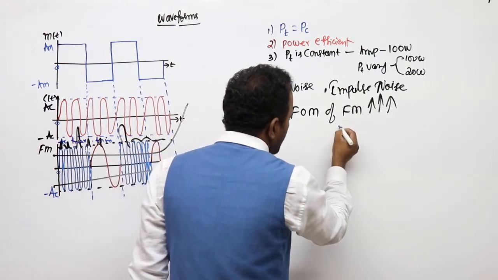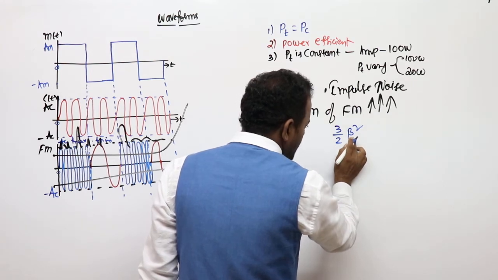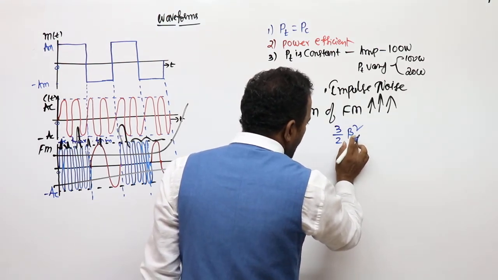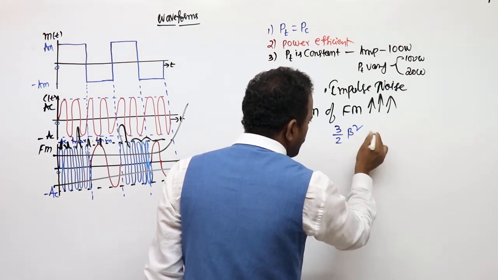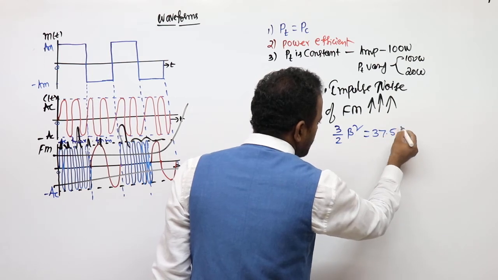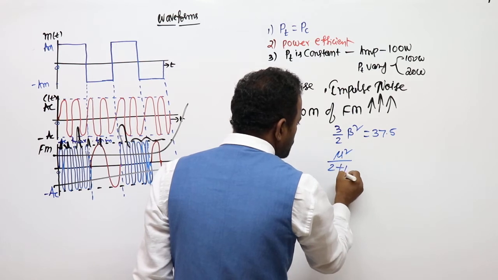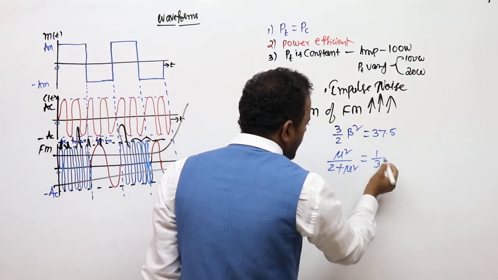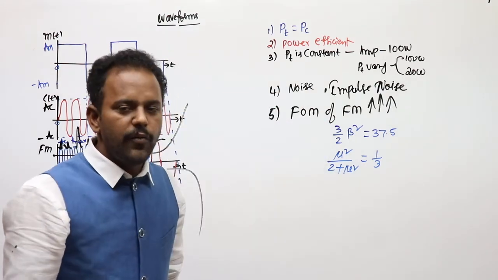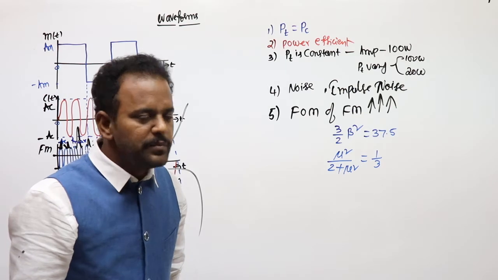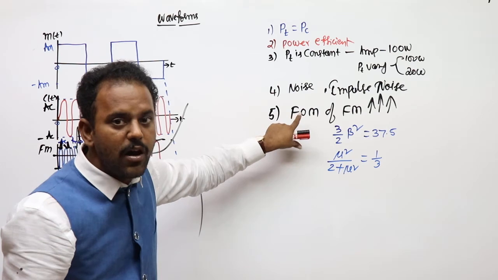The figure of merit value for FM is 3 by 2 beta square. Beta is called the modulation index; that parameter we will get later. Of course, beta value is 5. 5 square is 25, into 3 is 75, by 2 is 37.5. In AM it is mu square by 2 plus mu square only. Even if you take the maximum value, it is 1 by 3 only. See how much is the difference between the figure of merit value of AM and FM. So one of the important advantages of FM over AM is noise.